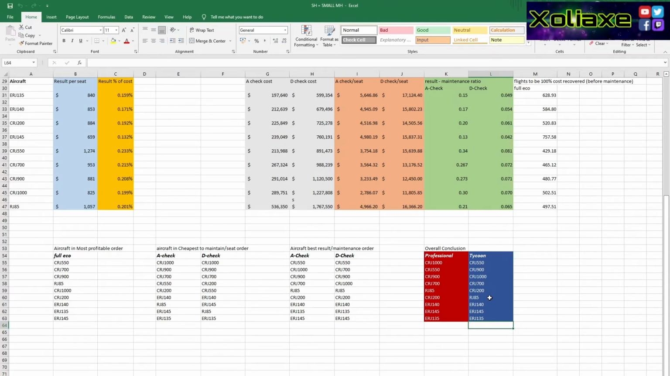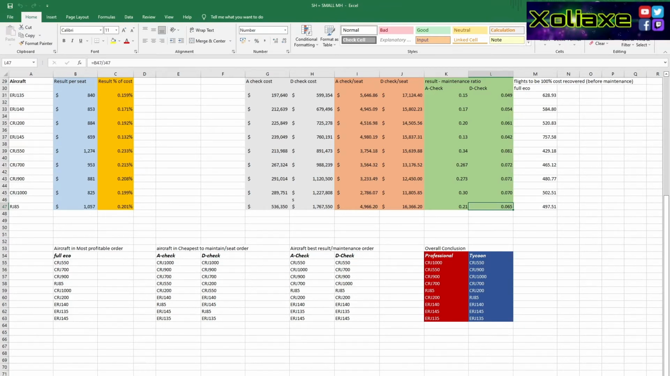The CRJ200 and the RJ85, I believe if we look here, aren't too much different between the two, but we've got 0.0065 and 0.0061. So slightly better on the RJ85 result to maintenance ratio. But I think it's a much more expensive aircraft as well, which doesn't help. So they're pretty much even with each other, I'd say. And then coming up the rear end is the ERJs.